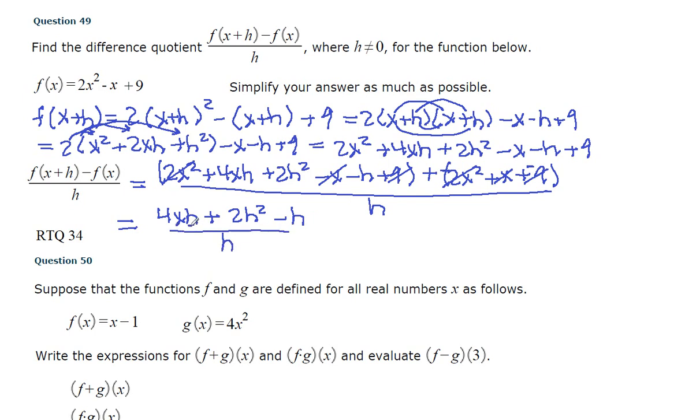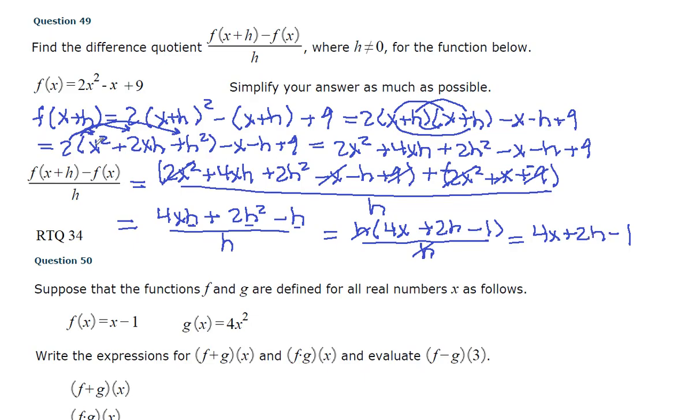And then notice we got a common factor of h in here that we can factor out. So that's our next step. So we'll factor out an h. Here we'll have the 4x left. Here we'll have 2h left, because 1h is gone. And then factor out the h there, we'll have minus 1. And then we're dividing by h, and the h's cancel. So we've got 4x plus 2h minus 1.